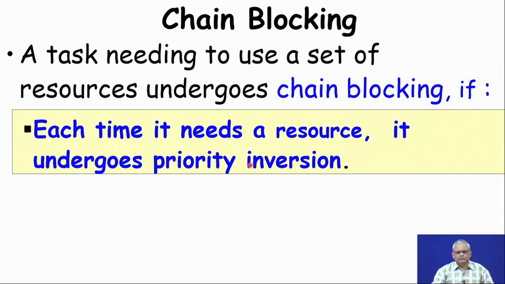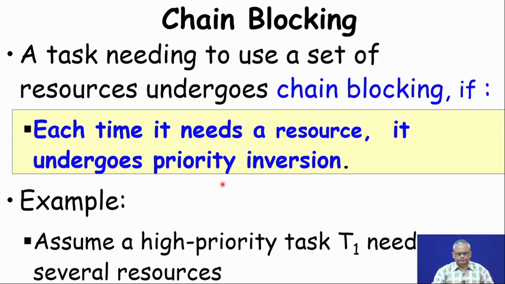And in the chain blocking situation, when a task needs multiple resources, the waiting time altogether can be very high, and a high priority task can easily miss the deadline. So, chain blocking is a severe problem. Now, let us draw a schematic diagram. Let us try to understand what exactly is chain blocking.